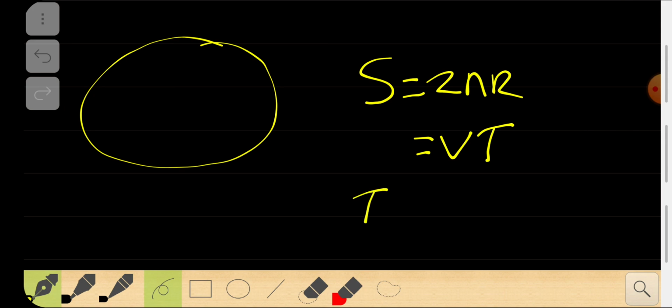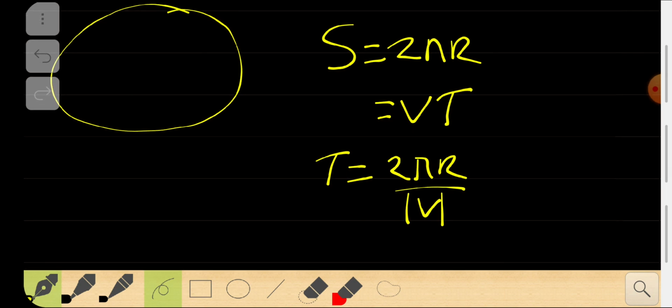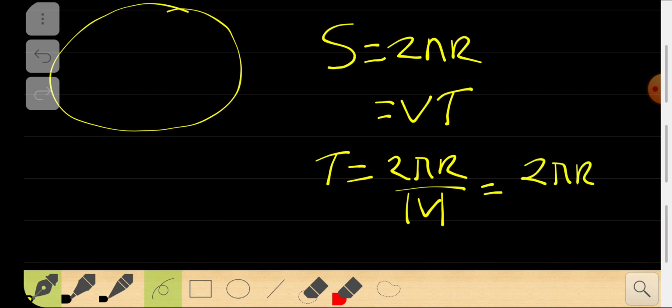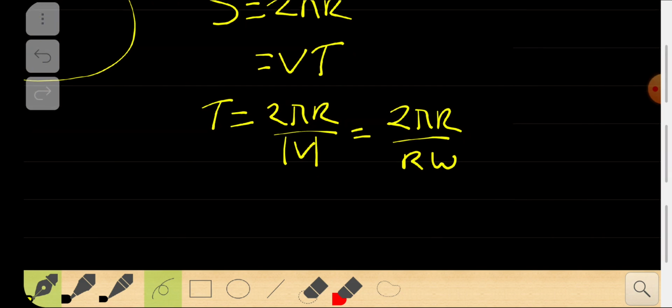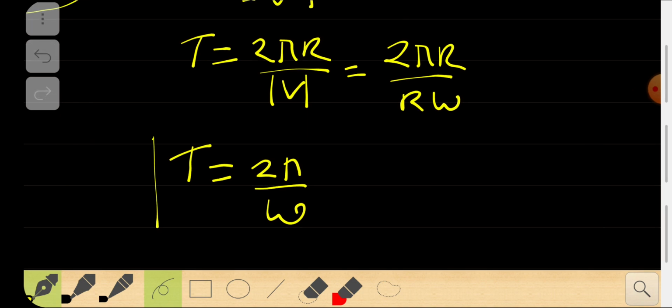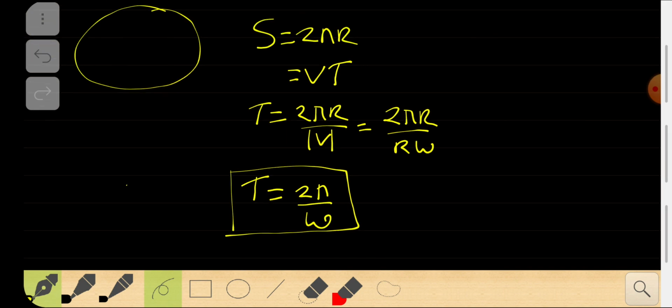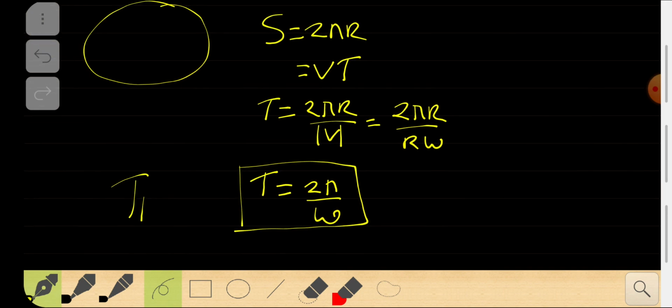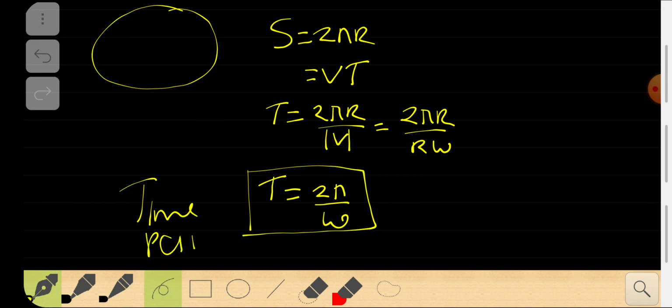Now you can say time will be equal to 2 pi r by v. Now we can substitute v back into this equation. v is r omega, so t is equal to 2 pi r by r omega. Now you can say that t is equal to 2 pi by omega, because r and r will cancel. So t is equal to 2 pi by omega. This is called the time period of oscillation.